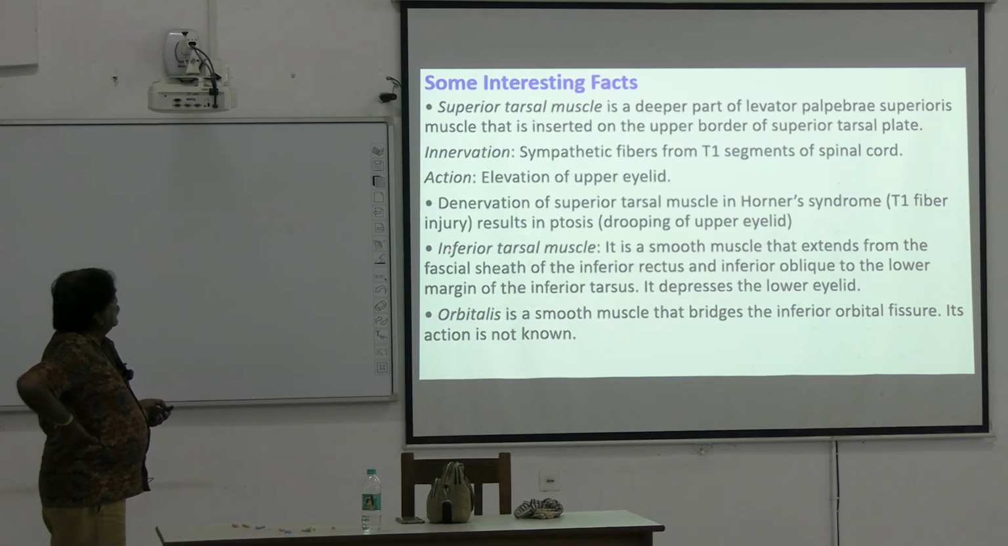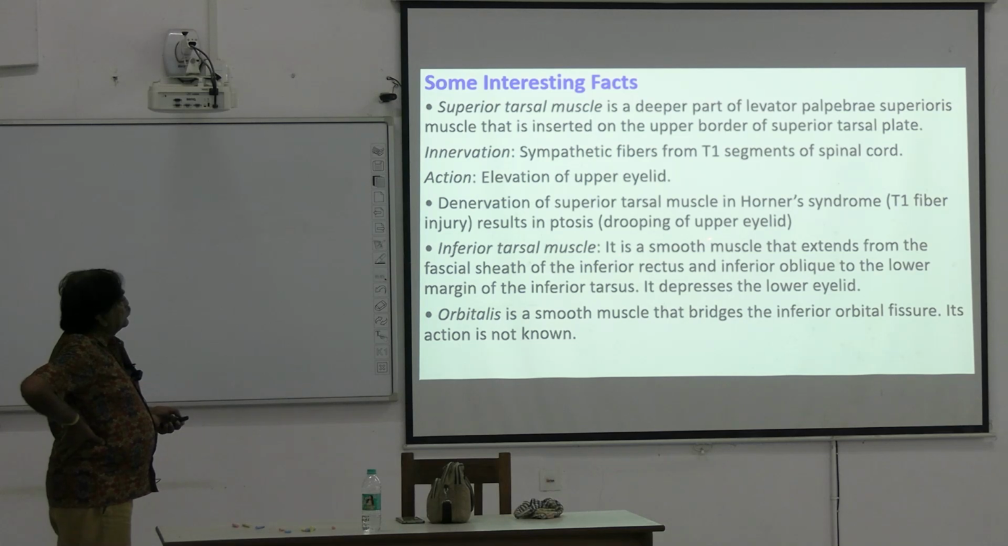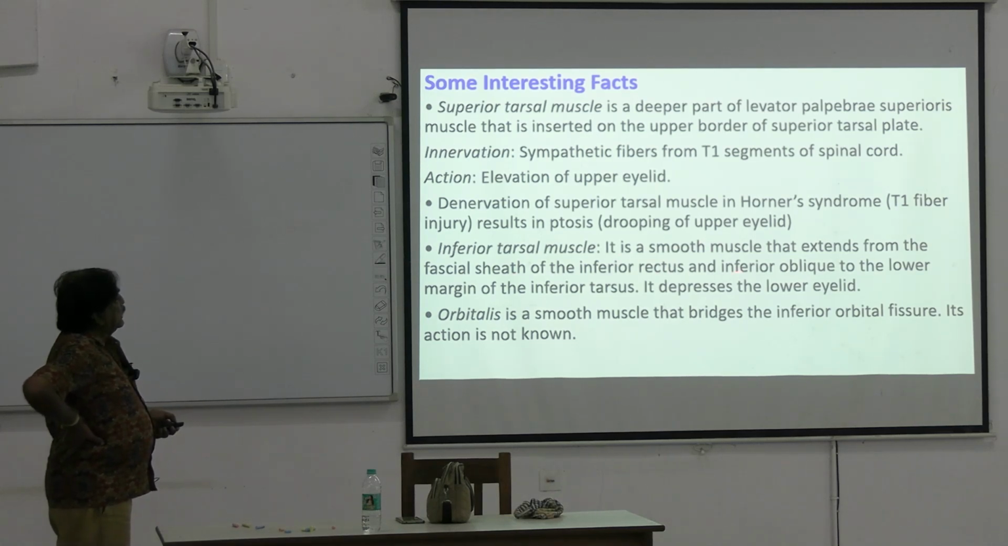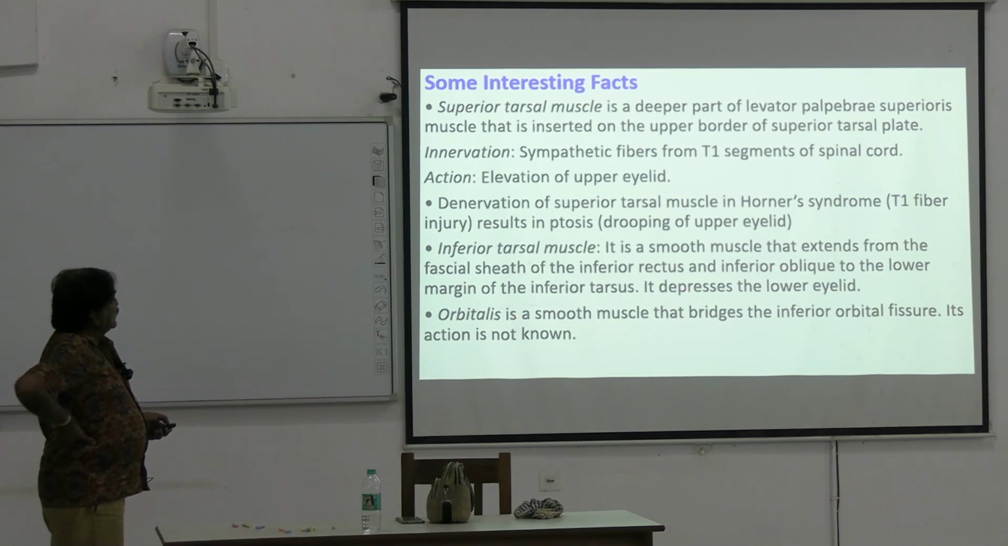Now, inferior tarsal muscle is a smooth muscle that extends from the fascial sheath of the inferior rectus and inferior oblique to the lower margin of the inferior tarsus. It depresses the lower eyelid. Orbitalis is a smooth muscle that bridges the inferior orbital fissure. Action is not known.